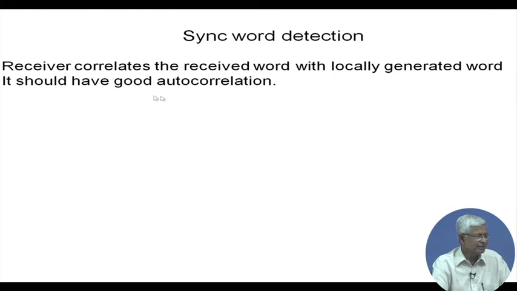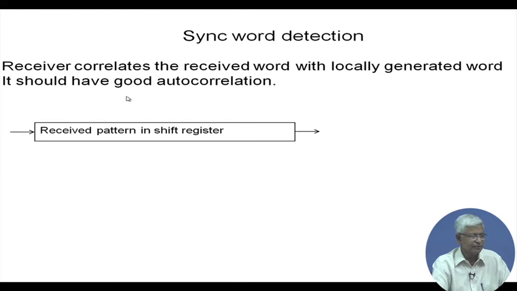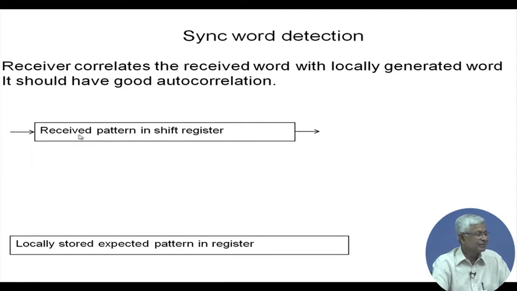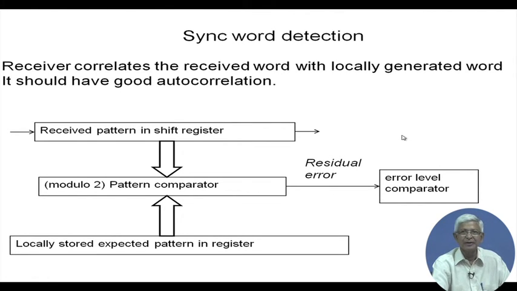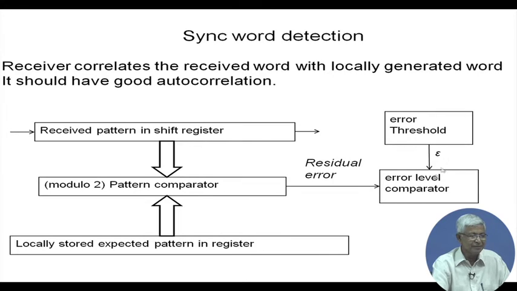Now, let us see how sync word detection is done. The receiver correlates the received word with a locally generated word, which should have a good autocorrelation function. This is a similar block diagram, but now with an error threshold. The received pattern is in the shift register, the locally stored expected pattern is in a register, and a modulo 2 comparison of the patterns gives some errors. That residual error is compared with a threshold comparator. We set an error threshold epsilon, and the error level is compared. If it does not exceed the error threshold, we say the Unique Word is detected, the pulse is detected.